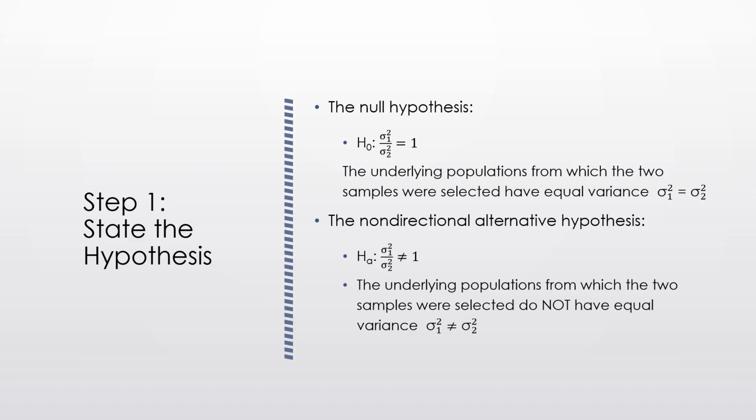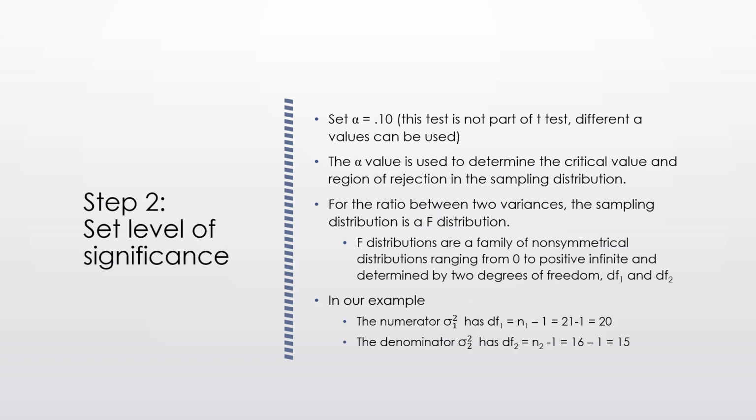If we fail to reject the null hypothesis, we conclude that the populations have equal variances. In step 2, we choose the level of significance. The test of HOV is independent of the t-test, so it may have a different alpha level. For demonstration, I will use alpha equals 0.10. The sampling distribution of the ratio between two variances follows an F distribution.